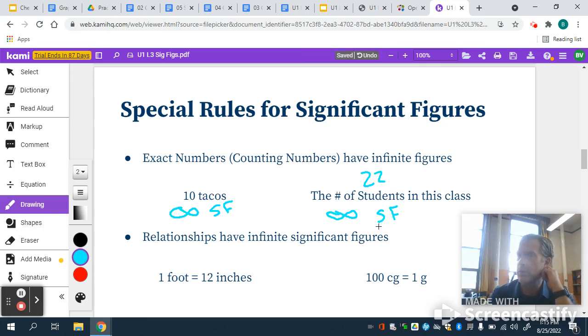Relationships, or something we call a conversion factor, something we'll talk about coming up. So 1 foot is the same distance as 12 inches, statement of fact. So that tells me that we have infinite sig figs also, because there's nothing to argue about there. And then another example would be 100 centigrams is equal to 1 gram. Also a measurement that is something we use as a conversion factor. And so those have infinite sig figs as well.